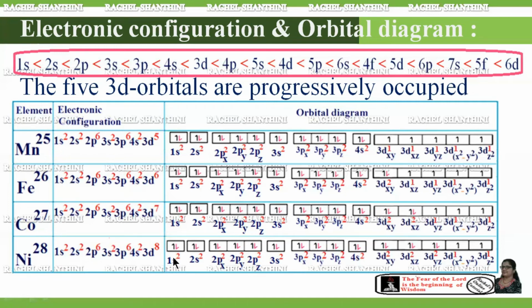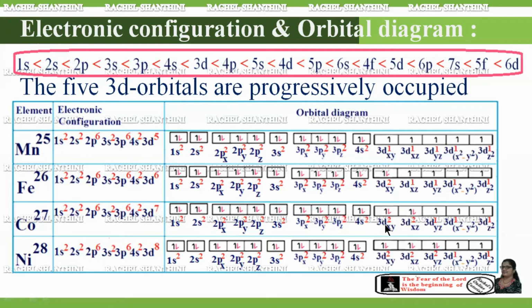From 1s to 4s, we need to draw one box for each and every orbital, and in each orbital we need to draw two arrow marks, one in the upward direction and one in the downward direction till 4s2. The difference is while drawing the orbital diagram for 3d, in the case of cobalt, how many electrons do we have? 7.